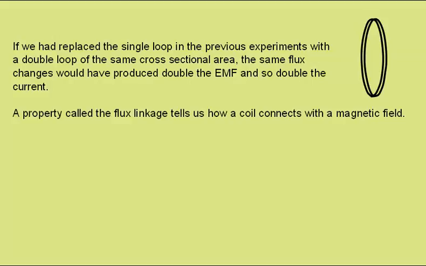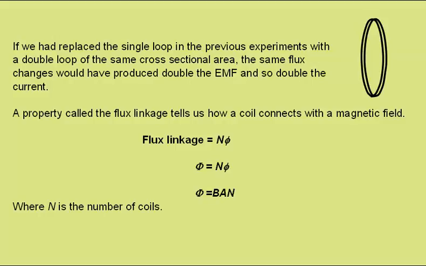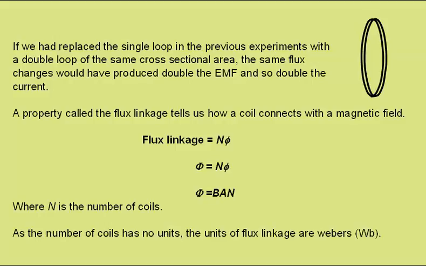A property called the flux linkage tells us how a coil connects with a magnetic field. Flux linkage, capital Phi, is equal to N times lowercase phi, the magnetic flux. Or we can write Phi is equal to BAN, as magnetic flux is equal to magnetic flux density B multiplied by area A. In this equation, N is equal to the number of coils. As the number of coils has no units, the units of flux linkage are Webers, the same as the units of magnetic flux.